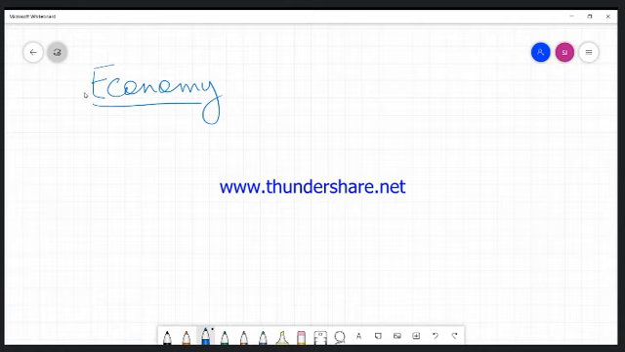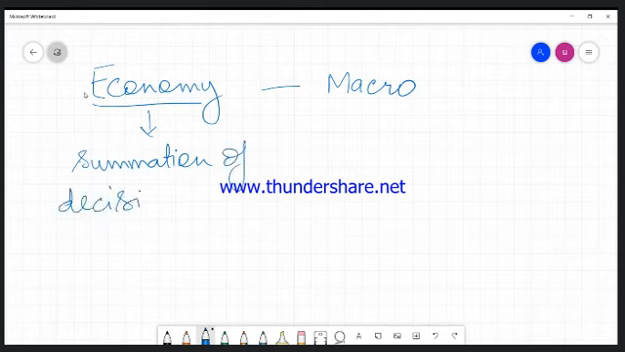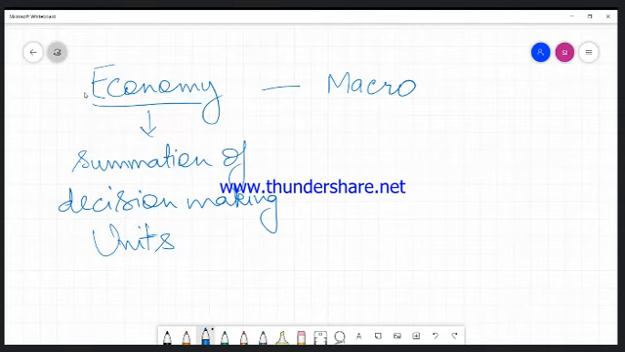See, the moment you are talking about economy, it is always macro. Why is it macro? Because what is economy? Economy is the summation of decision making units. So economy can never be micro, okay? It is always macro, because you are including all the decision makings.